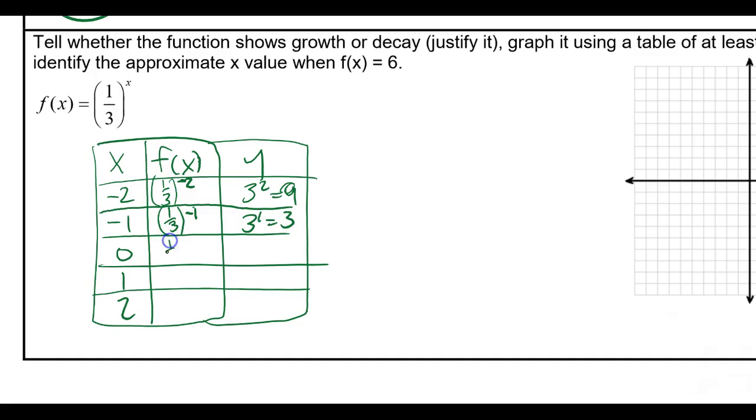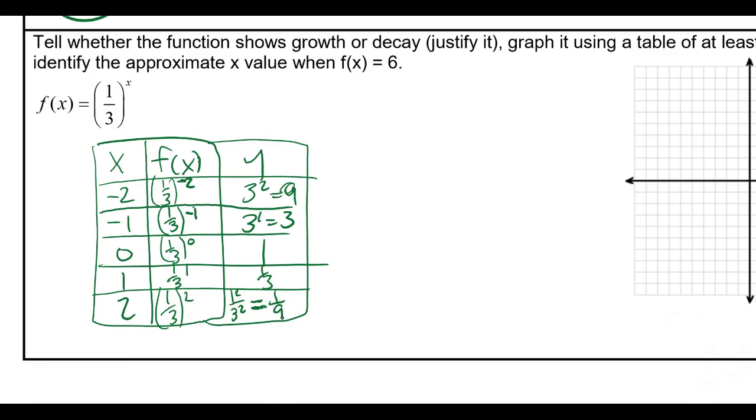And now let's plug in 0, and we know that any number raised to the power of 0 is always equal to 1. And then 1/3 raised to the power of 1 is going to be equal to 1/3, because it's basically the number itself. And now 1/3 raised to the power of 2, well, that's going to be 1 squared over 3 squared, and that's going to be equal to 1/9, or 1 over 9.